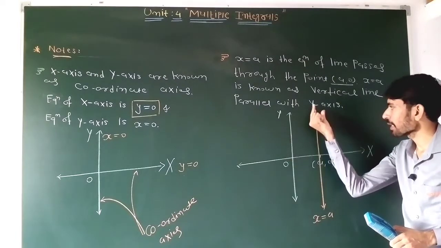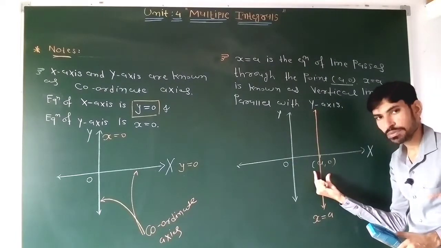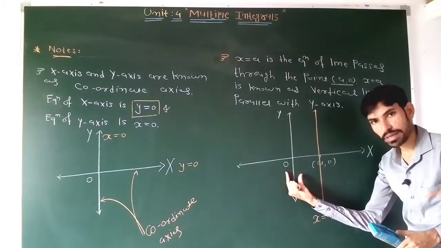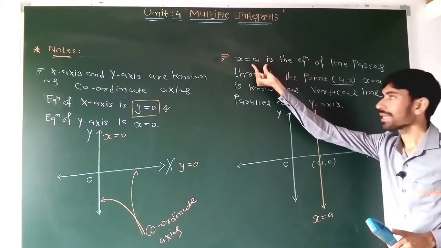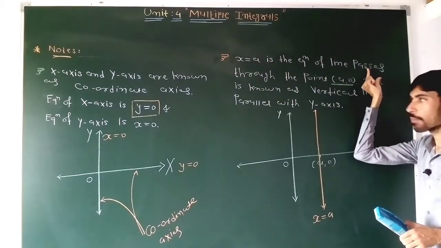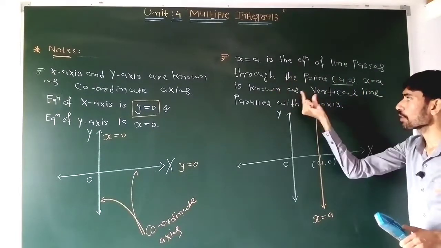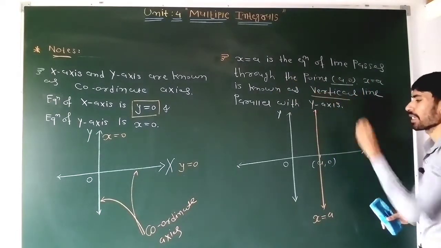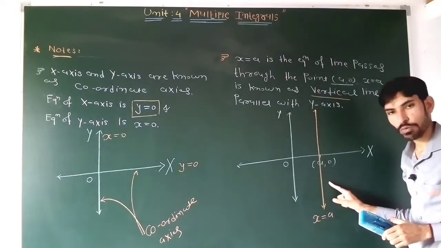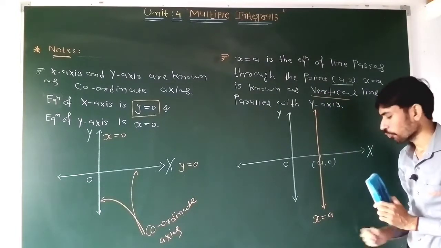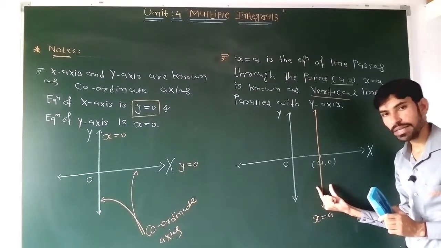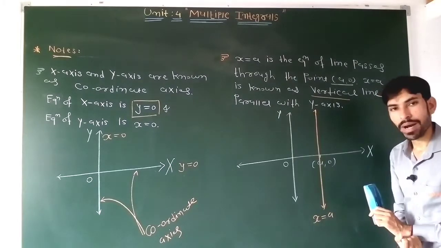The line we have drawn, x is equal to a, is parallel to the y-axis. So x is equal to a is the equation of a line passing through the point (a, 0), and x is equal to a is known as the vertical line. Friends, what kind of line is this known as? Vertical line. So x is equal to a is the vertical line, parallel with the y-axis.